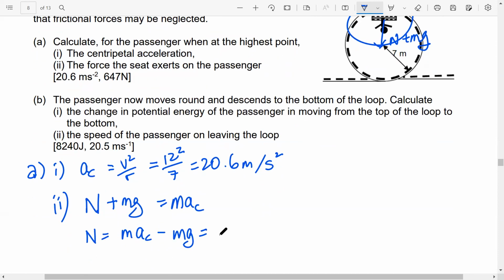Yeah, so you get around 646. This one was using 9.81. So for Olympiad, you'll be using 9.80. So there will be some slight differences in the last answer.